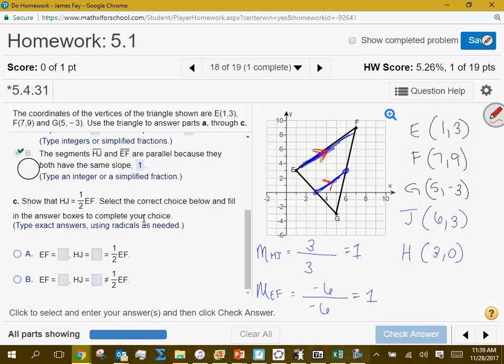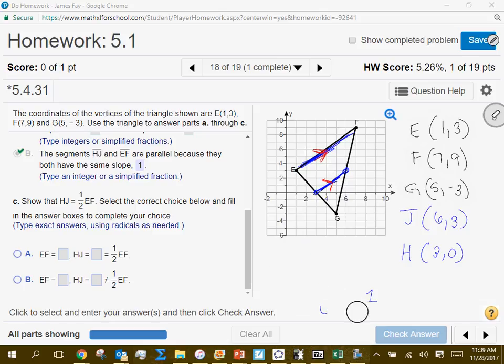It says select the correct choice below and fill in the answer boxes to complete your choice. So when it says that, never does it say the word distance, does it? No, but the lack of the symbol above HJ tells you distance HJ is equal to half distance EF. Okay? So we're going to use a distance formula here with those two segments. Okay, so I'm going to find HJ first.